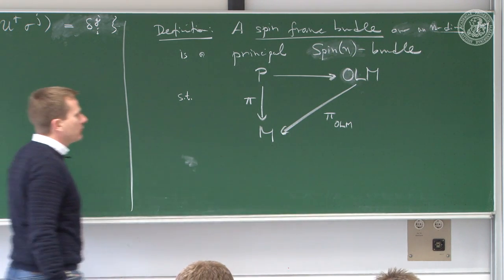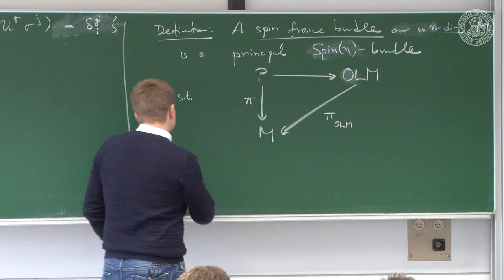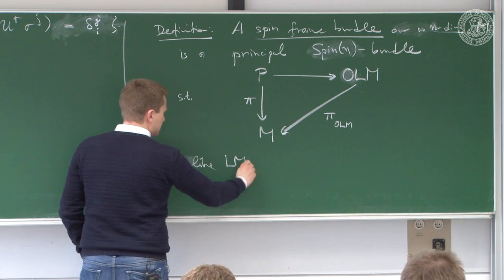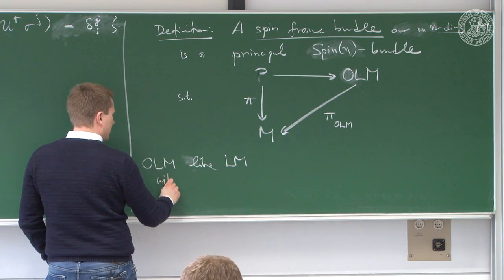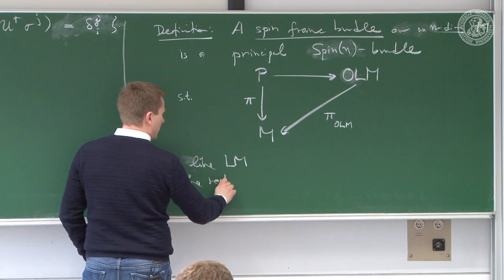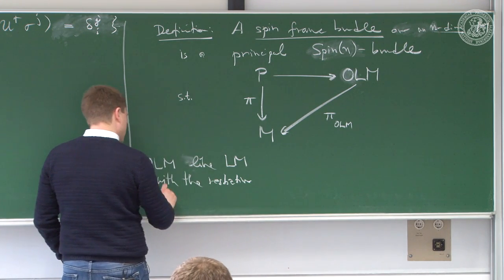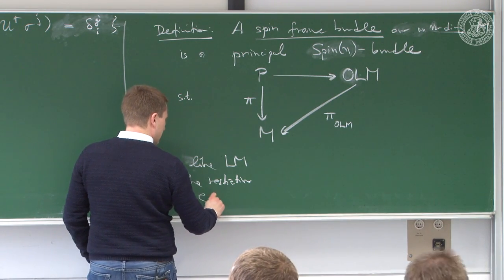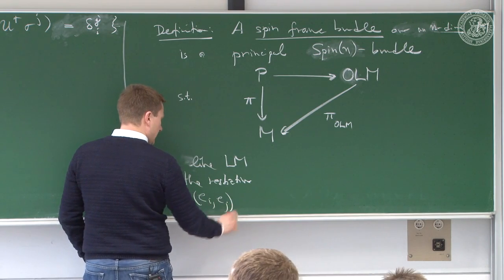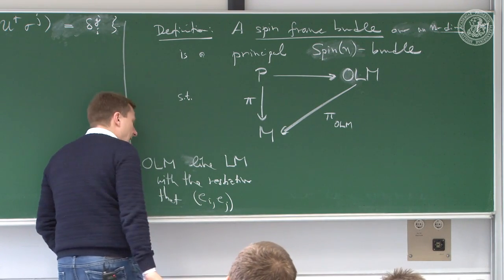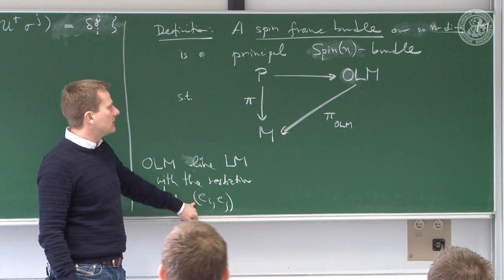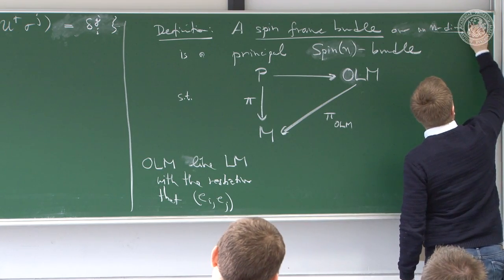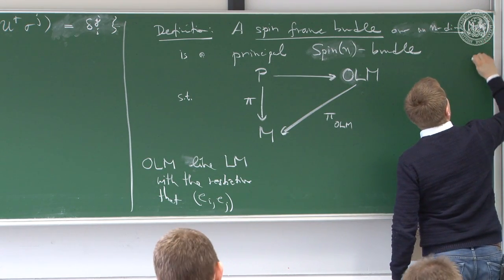And the orthogonal frame bundle requires that every frame, so OLM is like LM, the frame bundle, with the restriction, so I don't allow all frames, with the restriction that if I have a frame, the e_i and the e_j are orthonormal. And now orthogonal I can only do if I equip the manifold M with the Riemannian metric.